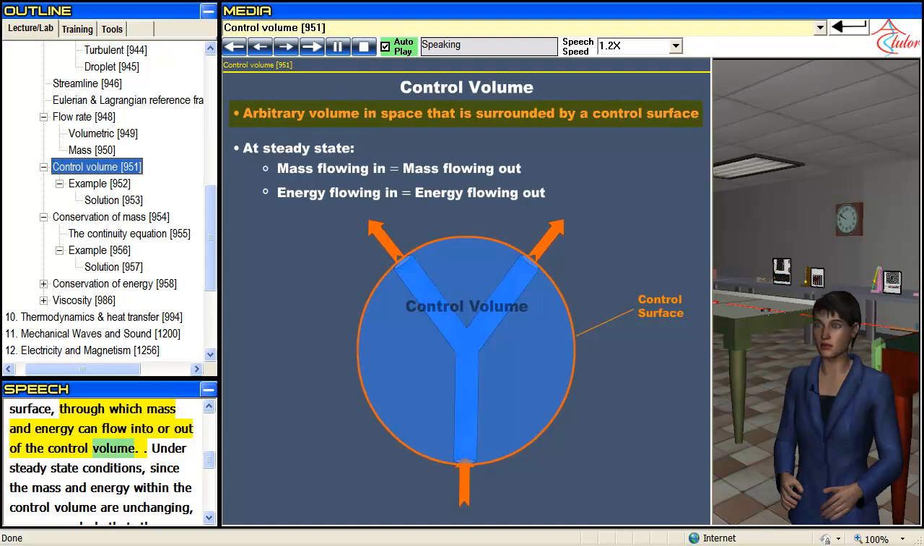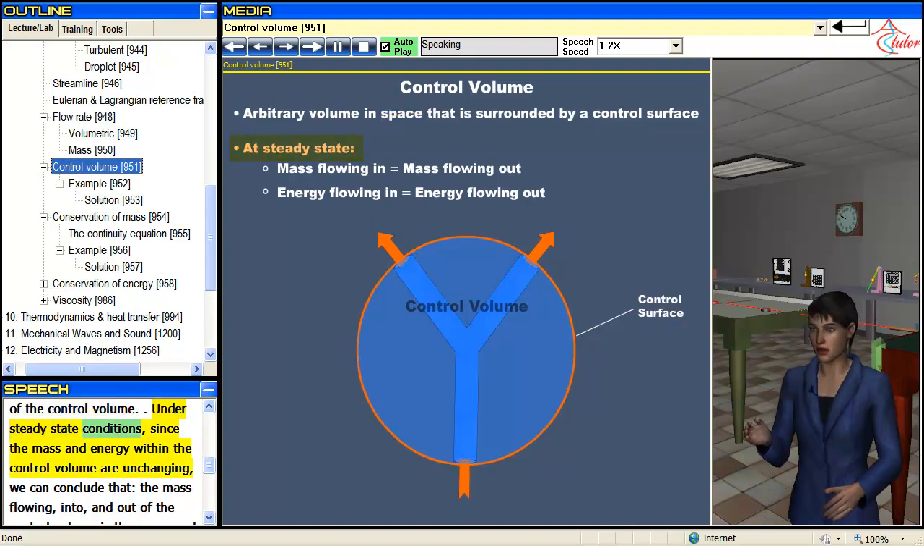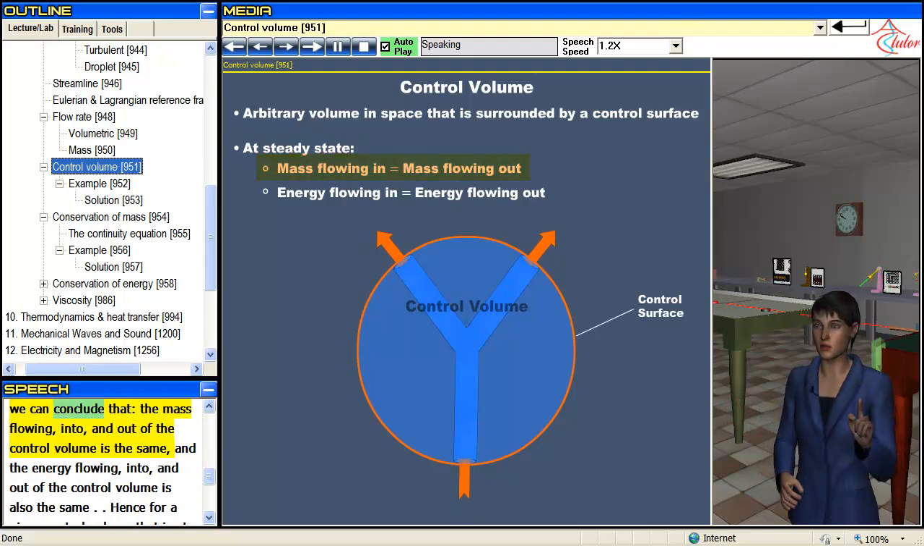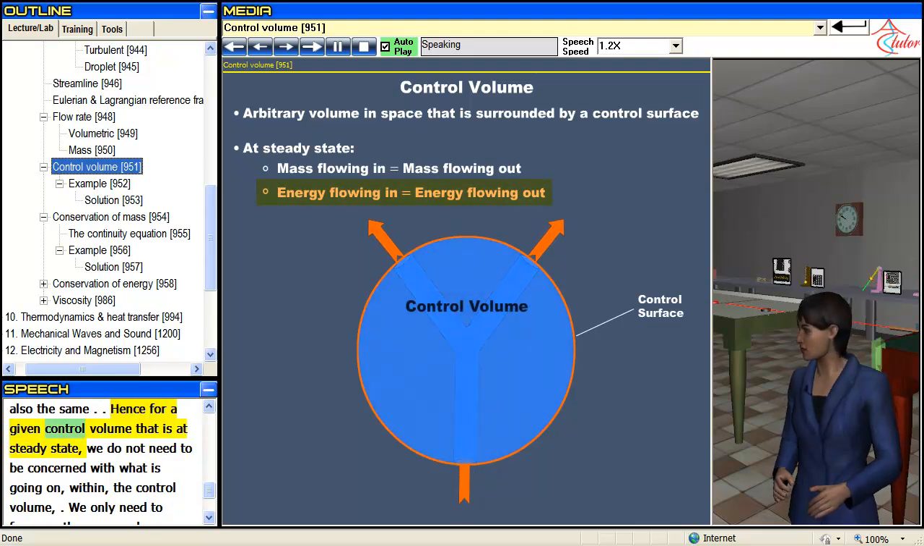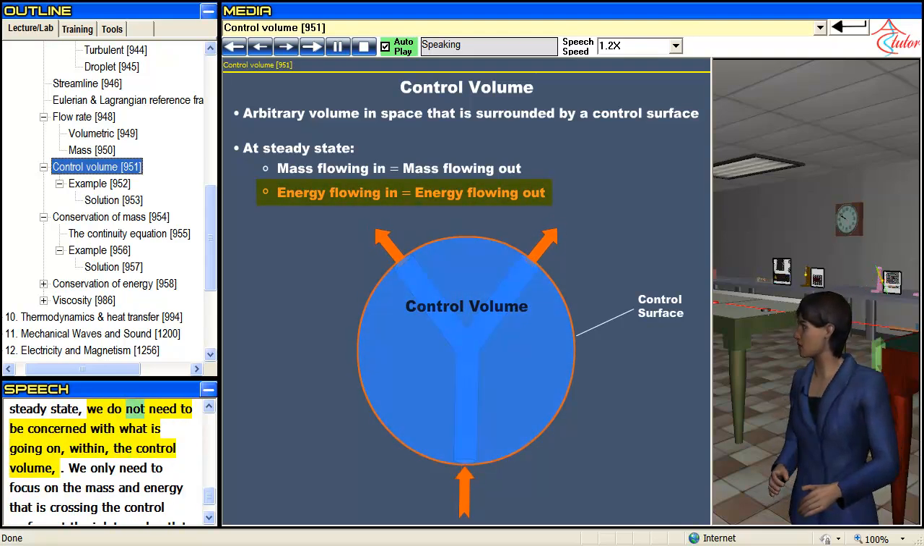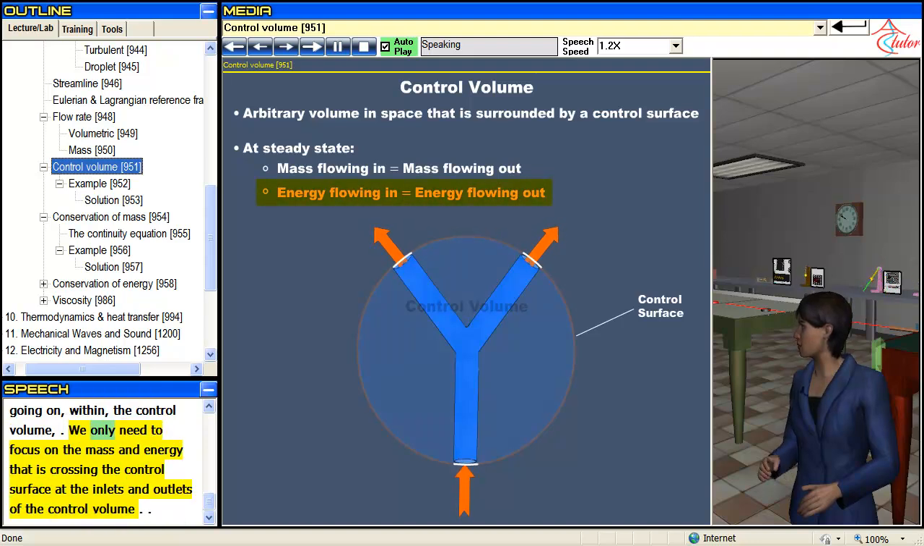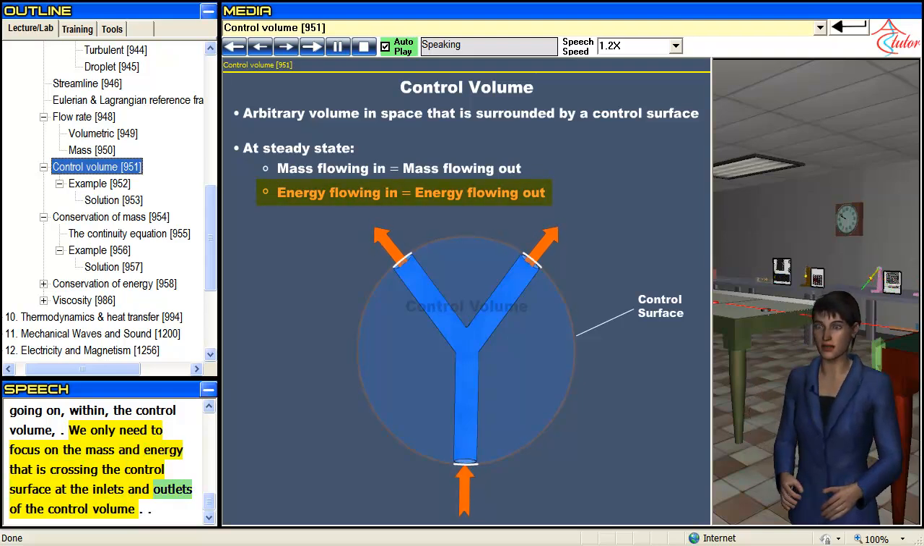Under steady-state conditions, since the mass and energy within the control volume are unchanging, we can conclude that the mass flowing into and out of the control volume is the same, and the energy flowing into and out of the control volume is also the same. Hence, for a given control volume that is at steady state, we do not need to be concerned with what is going on within the control volume. We only need to focus on the mass and energy that is crossing the control surface at the inlets and outlets of the control volume.